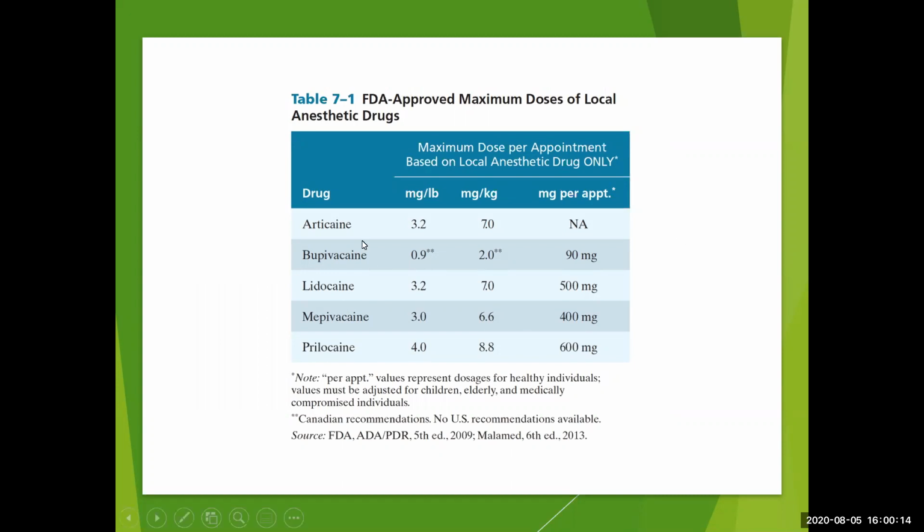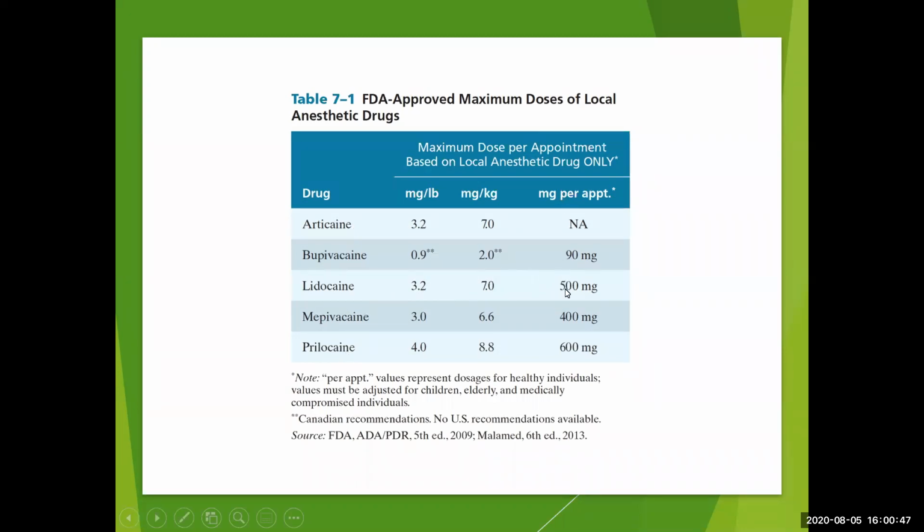So you can see here's some common local anesthetic drugs on the left-hand side here. Each drug, they give an MRD based on milligrams per pound. You can see lidocaine, that's a very common local anesthetic that we use a lot. The MRD for that is 3.2 milligrams per pound. They also give it in milligrams per kilogram, which we don't use so much in the United States, but if you were measuring weight in kilograms, it would be 7.0 milligrams of lidocaine per kilogram.